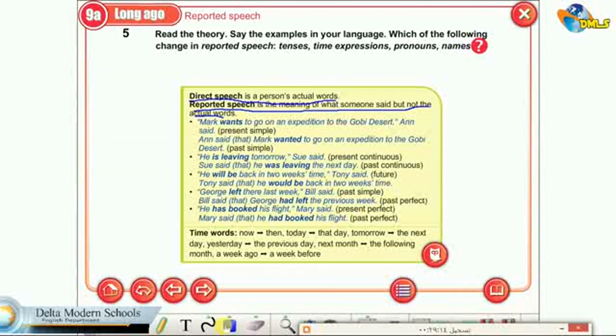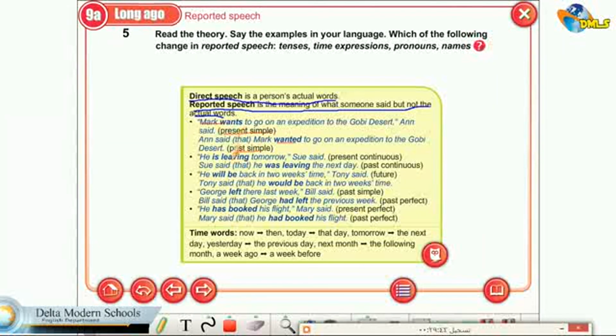Now we are going to talk about present simple. Here we have in direct speech, "Mark wants to go to an expedition to the Gobi Desert," and said. So we will change it to past simple. And said that Mark wanted to go an expedition to the Gobi Desert. Of course, we changed the verb to the past.